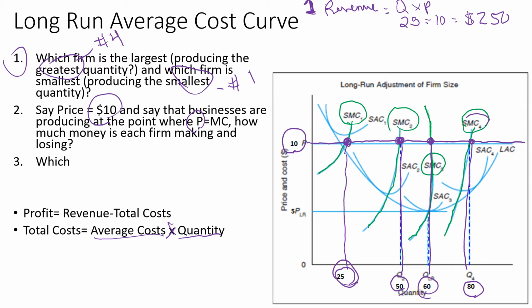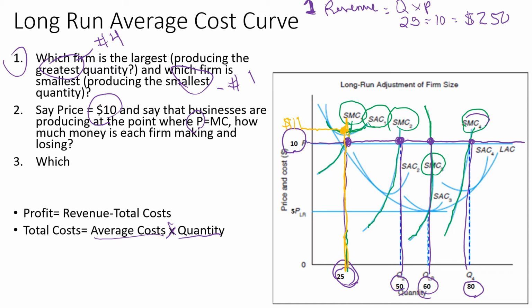What it is going to cost them to produce this, though, is we have firm 1's average cost curve right here. So we follow 25 up to the average cost curve. It meets the average cost curve right here. We follow that over. So that's going to be about, I would say it's close to 11. So it's going to cost them $11 per unit to produce.